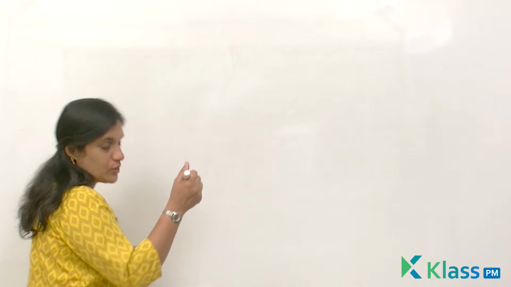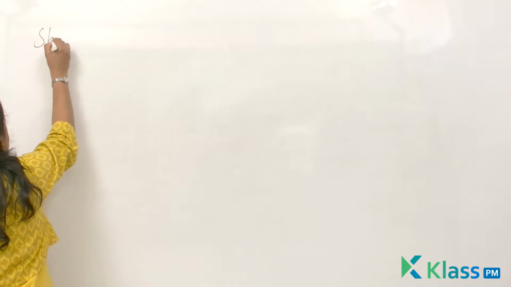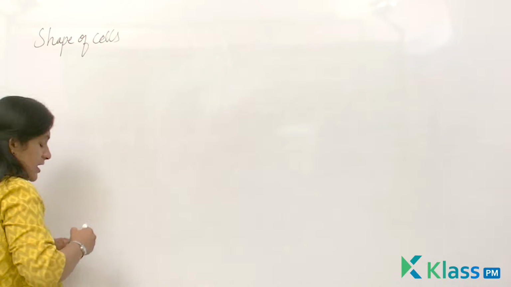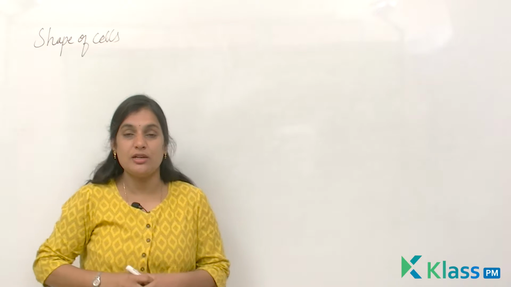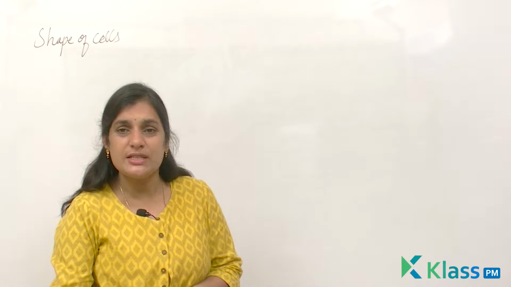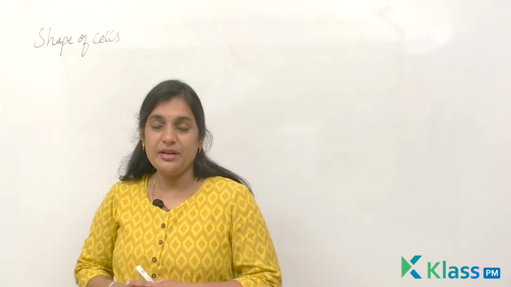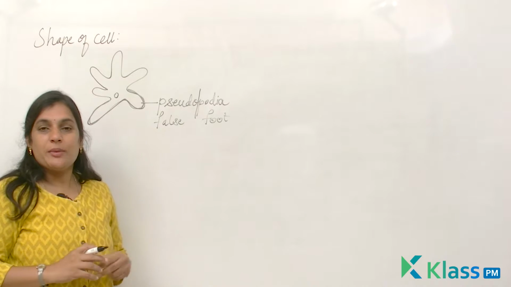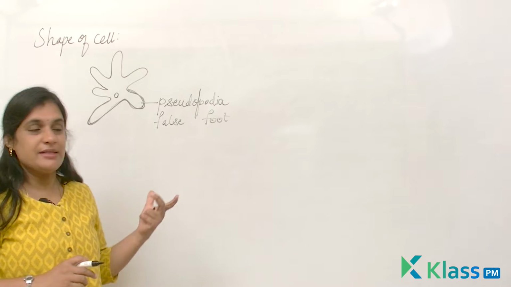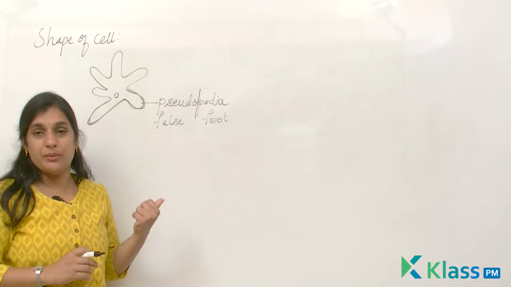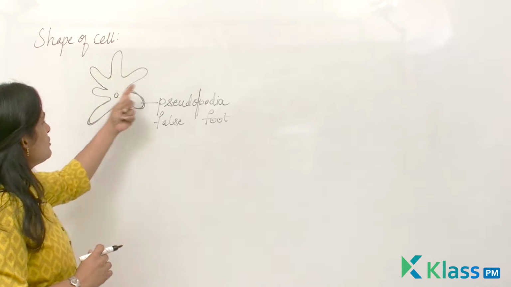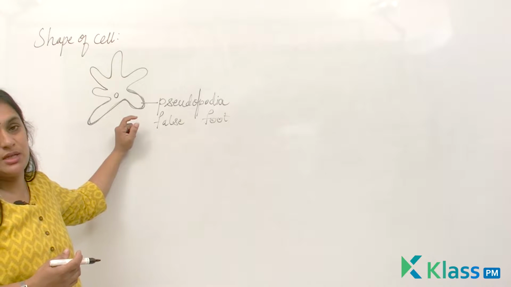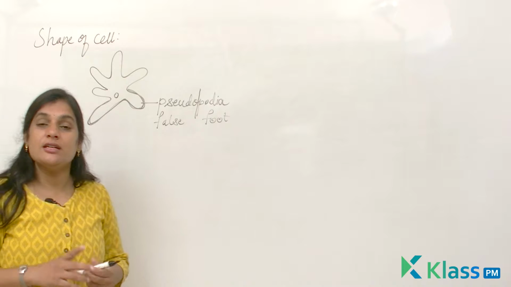Now let us do the shape of cells. As I've told you, we have various organs present in multicellular organisms, right? And there are different cells present in every organ, and they are of different size and shape. When we talk about the shape of the cell, let us take an example of a unicellular organism like amoeba, right? When you look at this picture of amoeba and I ask you what is the shape of this cell, you may definitely say that it is irregular.